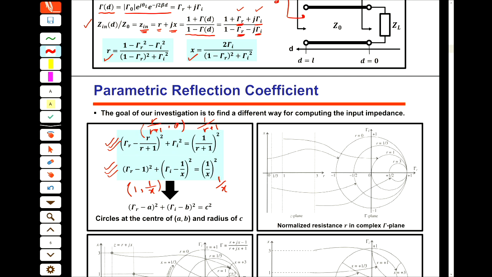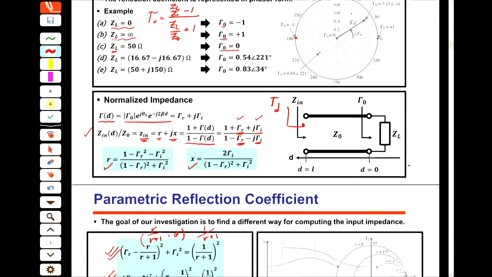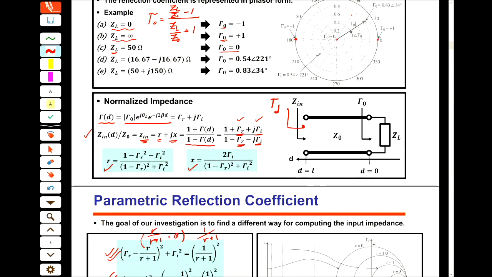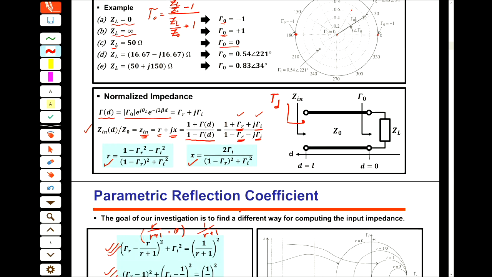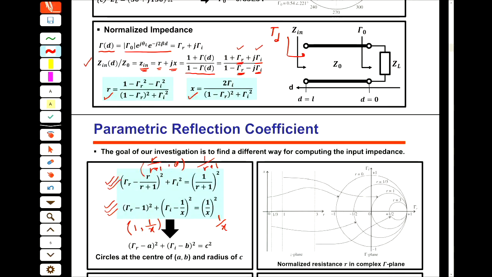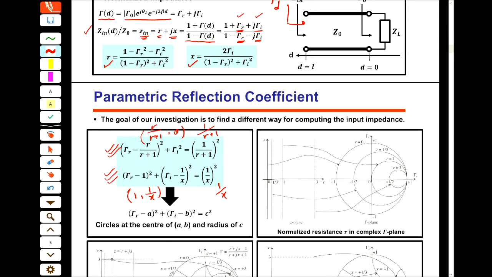Then on this graph, if I draw these circles, then I can say that, for example, if I draw one circle, I know that based on different values of R, the value of R on that circle is constant, always constant. Or if I draw these circles, the second type, then I can understand that any point on this circle has a constant value of X. Okay?